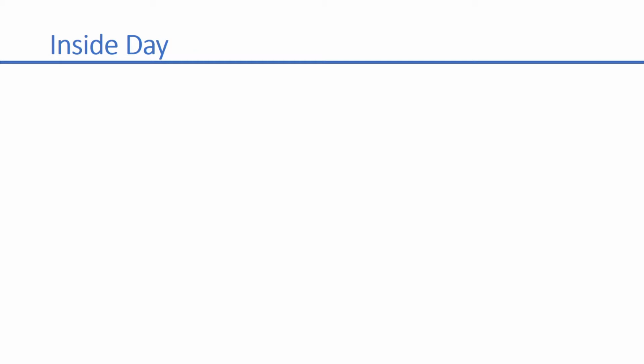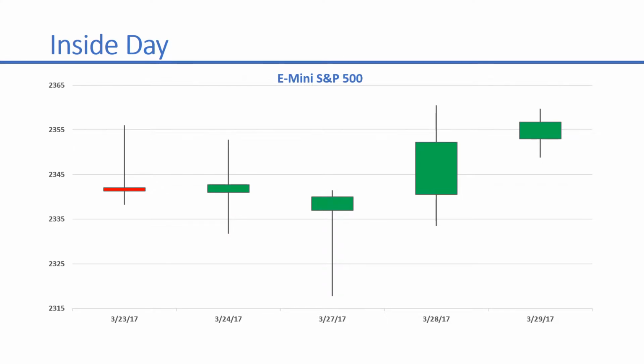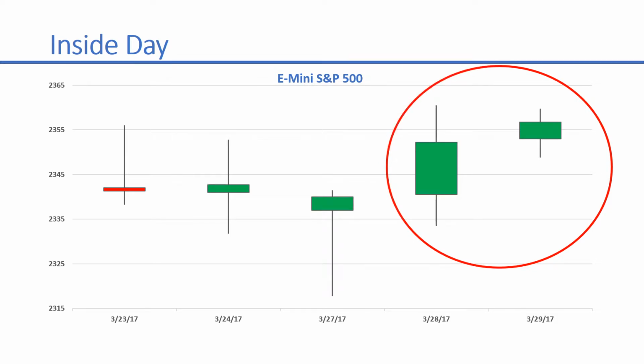This setup has two requirements. The first is called an inside day. Here is a daily chart for the E-mini S&P 500 futures. Focus on the relationship between March 28th and 29th.